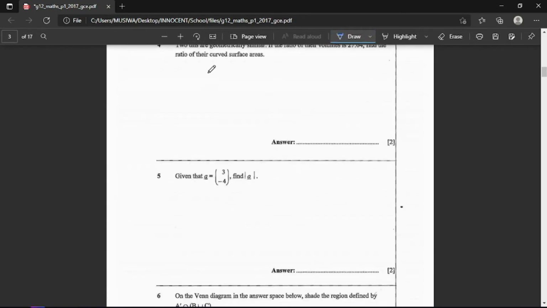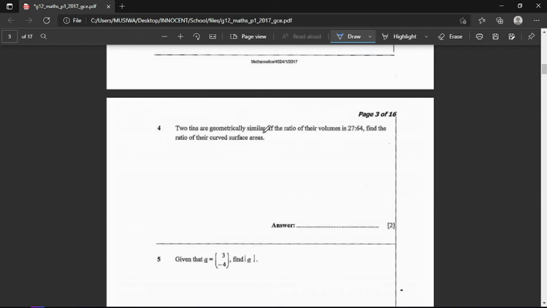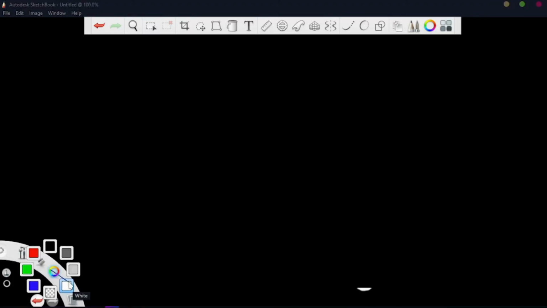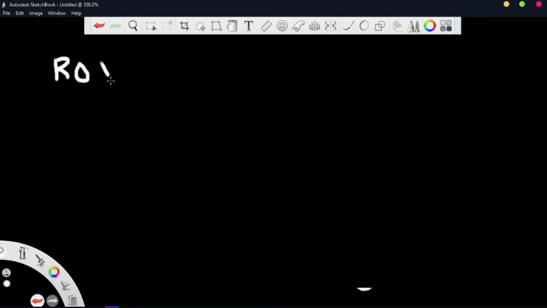The next question says, two things are geometrically similar in the ratio of their volumes. So we have been given the ratio of volumes. Find the ratio of their curved surfaces. How do we go about that? So I can just say ratio of volumes is 27 to 64.